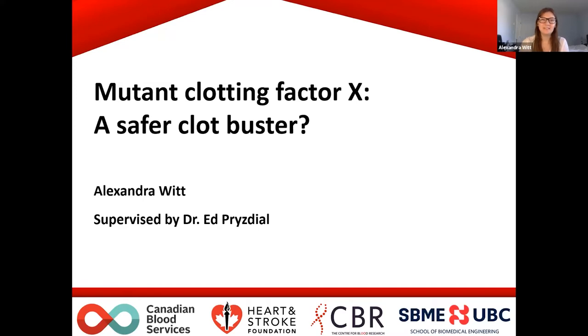Good morning. My name is Alexandra, and today I will be presenting my summer research in the Prizedale Lab looking at mutant factor 10 as a safer alternative for clot-busting therapy.